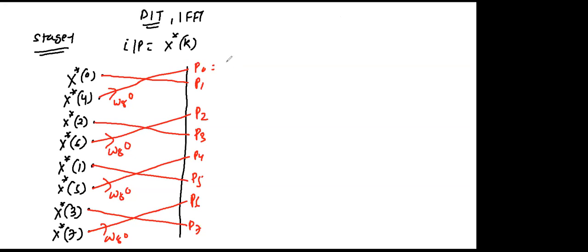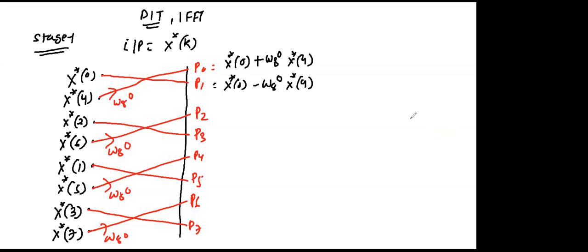X conjugate 0 minus X conjugate 4. See the butterfly of DIT. Just once go through the butterfly of DIT, all of you, because you are in the DIF mode. Plus omega 8 0, x conjugate 4. Very good. This is x conjugate 0 minus omega 0 x conjugate 4.